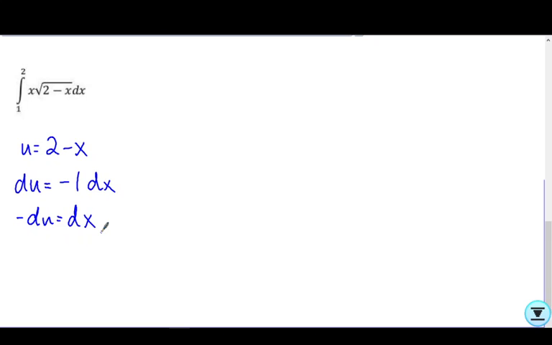But again, this is one of those problems like we did yesterday where we've got that extra x hanging around. So in this case, we have to solve my original in terms of x. So basically, I'm going to move the x over, make it positive, equals 2 minus u. So x equals 2 minus u.